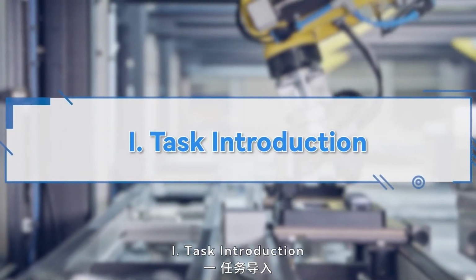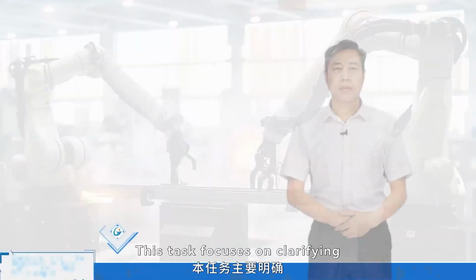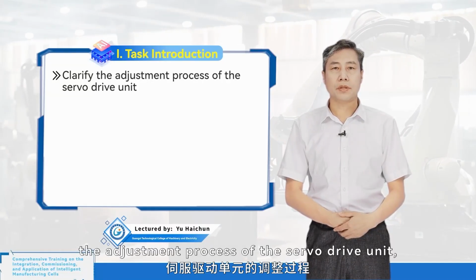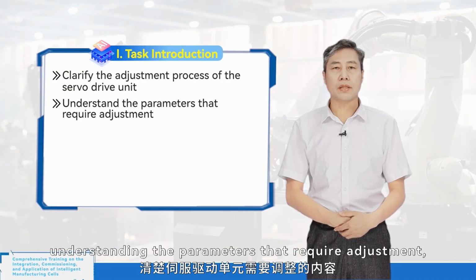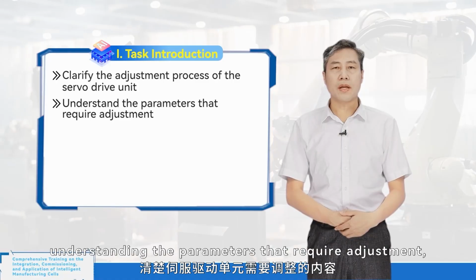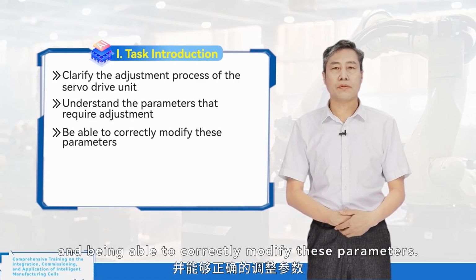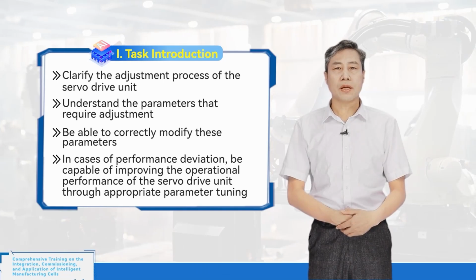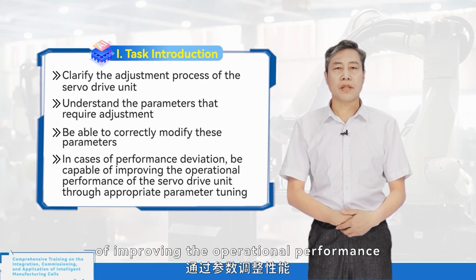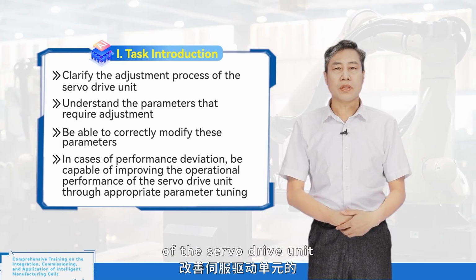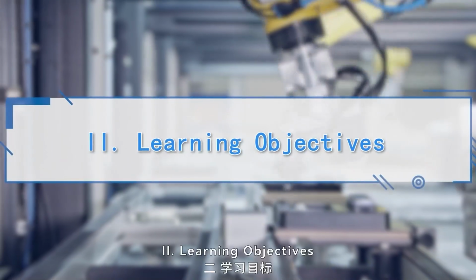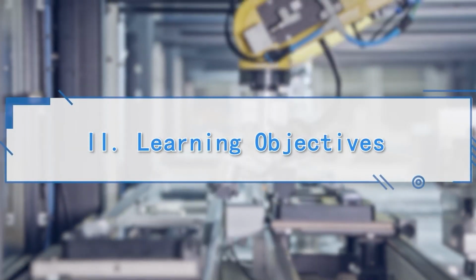1. Task Introduction. This task focuses on clarifying the adjustment process of the servo drive unit, understanding the parameters that require adjustment, and being able to correctly modify these parameters. In cases of performance deviation, you should be capable of improving the operational performance of the servo drive unit through appropriate parameter tuning.